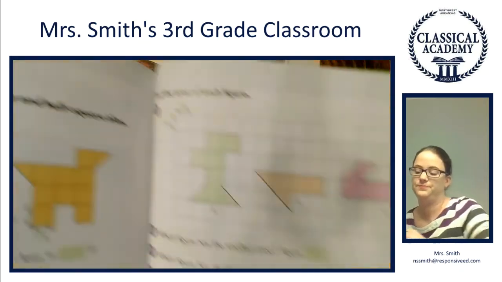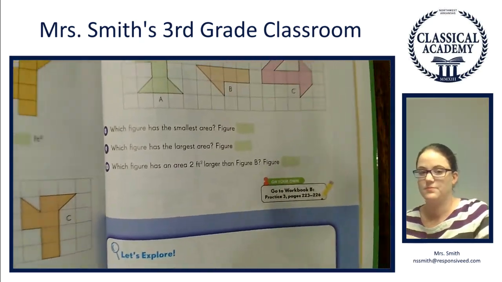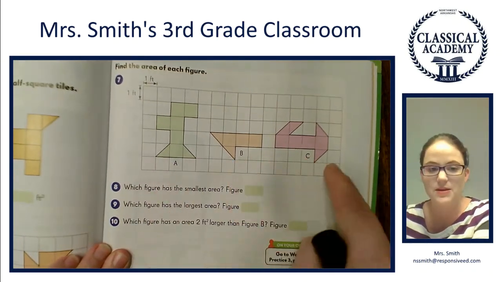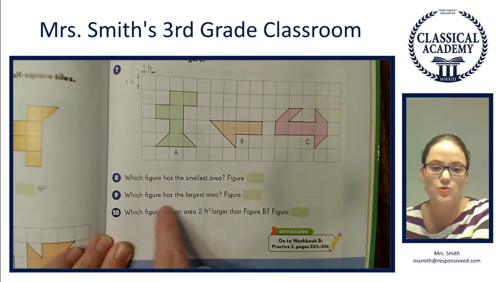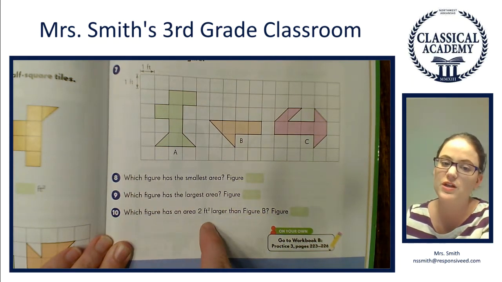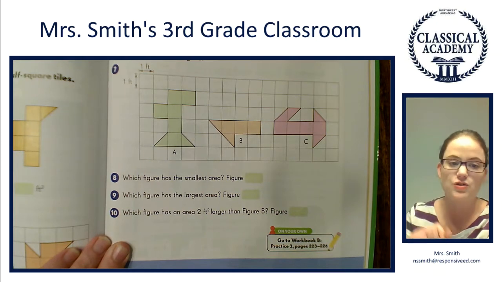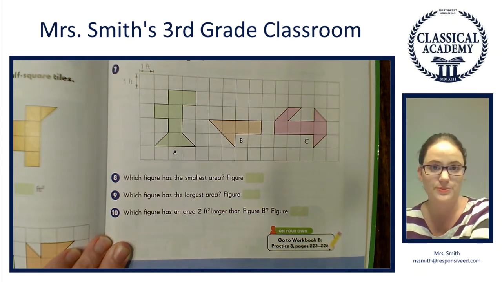Number 7. Okay, I want you to solve number 7 where it says find the area of A, B, and C. Which one's the smallest, which one's the largest, and which one is 2 square feet larger than figure B. I want you to pause it, answer those, and then come check your answers.